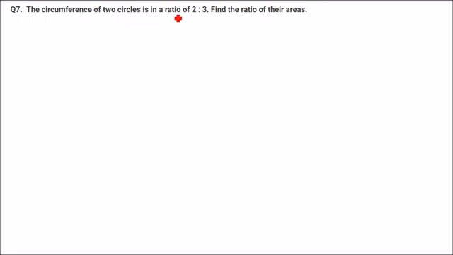The circumferences of two circles are in the ratio 2:3. Find the ratio of their areas. So say the first one has the radius r1. So 2 pi r1 is the circumference of the first one. Let us take the radius of the second one as r2. So 2 pi r1 by 2 pi r2, the circumference of the first by the circumference of the second, is given as 2 by 3. The pi cancels, the 2 cancels, so r1 by r2 is 2 by 3.